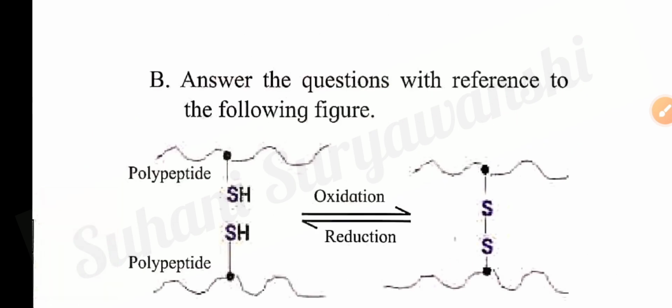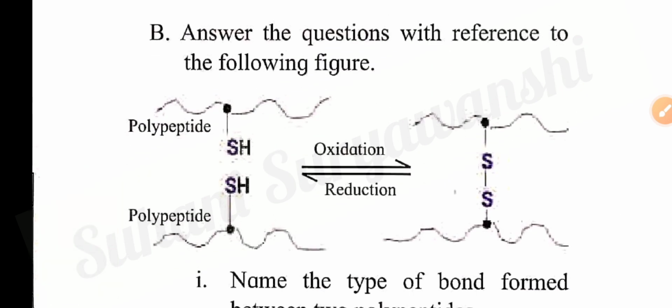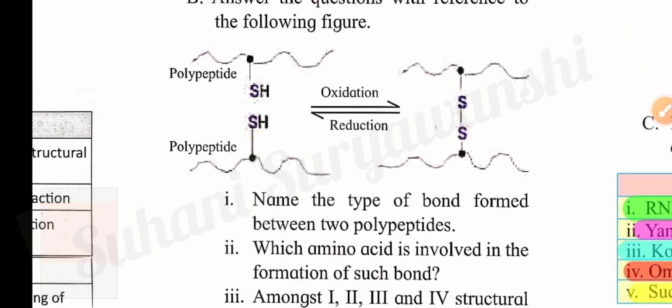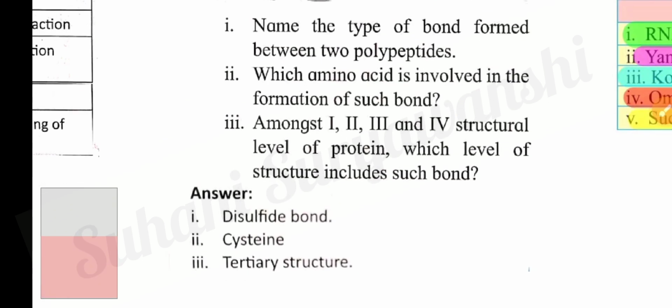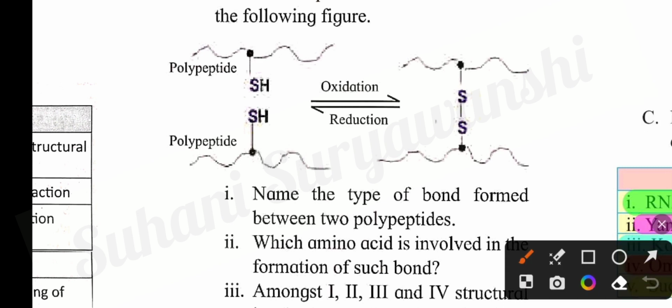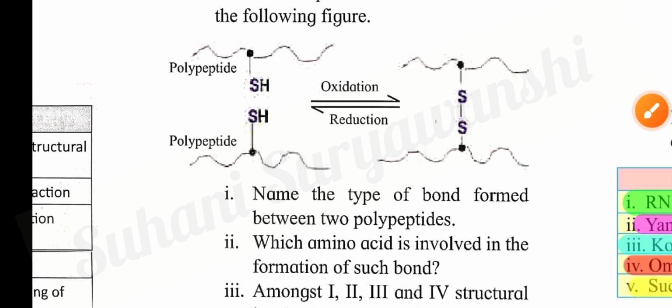Next question. Answer the questions with reference to the following figure. So you can see the figure and the questions are as follows. Name the type of bond formed between two polypeptides. So here you can see two polypeptides and you have to tell the name of the bond. So the answer is disulfide bond. So here SS, you can see the bond between SS. So we can say that there is a disulfide bond.